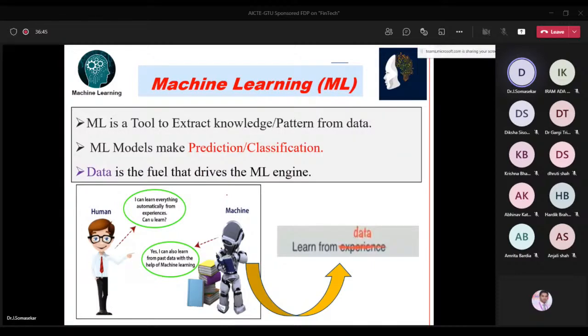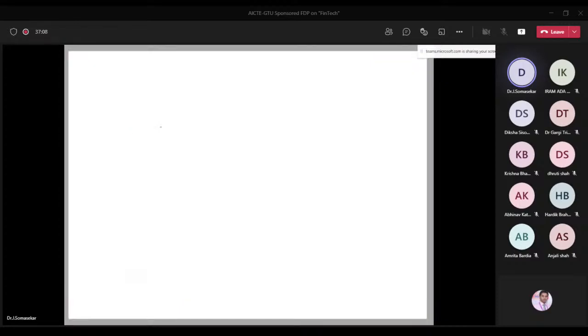So machine learning is a tool which will extract knowledge from the data. Based on that, we can go for prediction or classification. But data is very, very important. Data is the fuel that drives the machine learning engine. So what is the meaning of extracting knowledge, or what we can call insights, from data? That we can see in detail when we go to the further slides. What is the meaning of insights or extracting knowledge from the data?